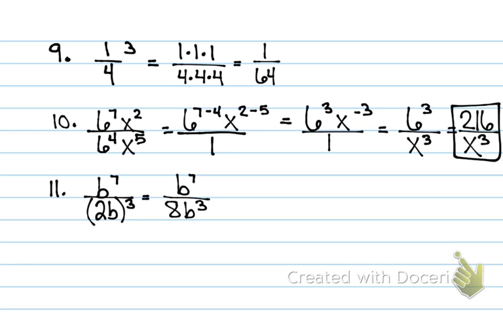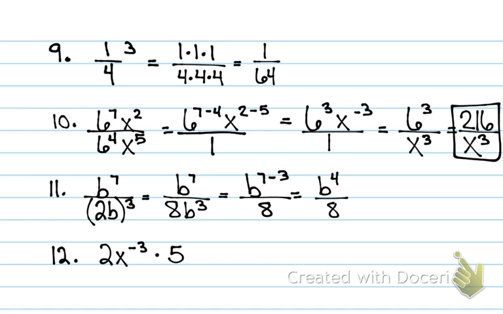All right, so now when I have exponents with the same base, what can I do? Subtract 7 minus 3. B to the fourth power over 8. Okay? And so hopefully we can correct that on the quiz. All right, number 12.